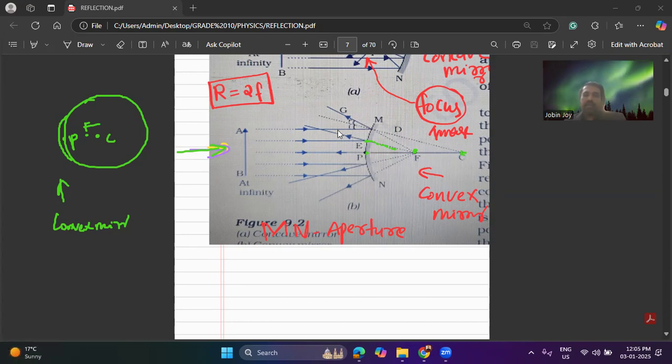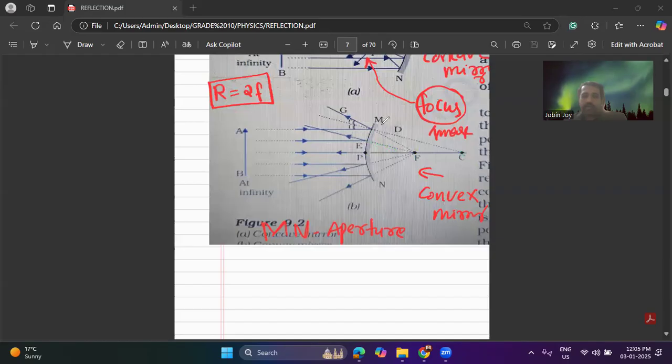If the rays are parallel to the principal axis, it will come to the focus, then it will go back like this. That means if the ray comes like this, it will reflect like this. And again, this will follow the law of reflection. What is that? I is equal to R. Angle of incidence will be equal to angle of reflection. This is incident ray 1 and this is incident ray 2. So angle of incidence will be equal to angle of reflection. This is in the case of convex mirror.